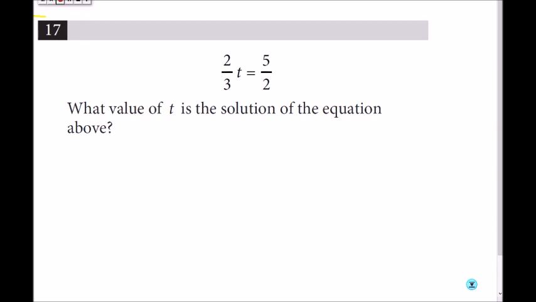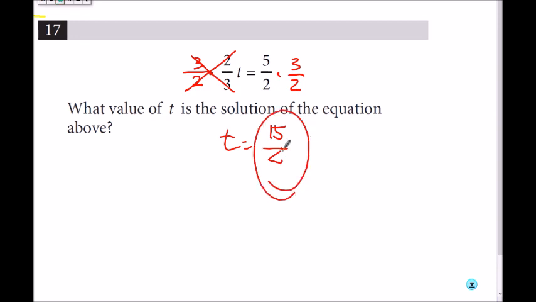What value of t is the solution of the equation above? So what do you do to get rid of 2/3? Multiply by the reciprocal to get rid of it. So you do the same thing. So t equals 15 over 4. Just write it as a fraction, okay? 15 over 4.